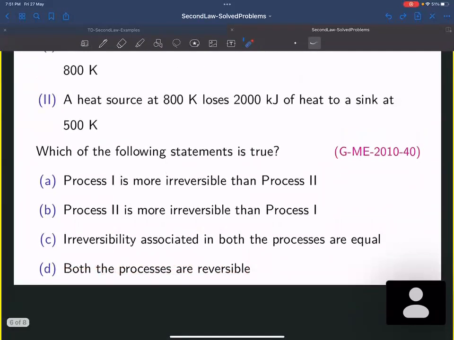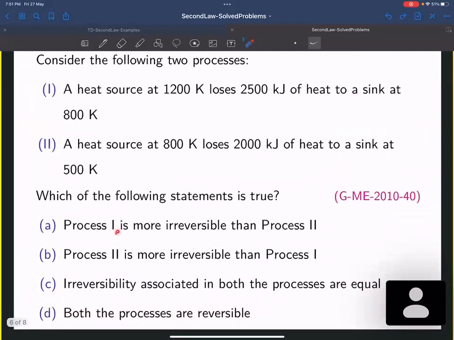And irreversibility associated with both the processes are equal, we cannot say. And whether process 1 is more irreversible or process 2 is more irreversible. So how to find which process is more irreversible? Or how to validate any of these statements? Only these two are possible, or maybe a third one may also be possible.